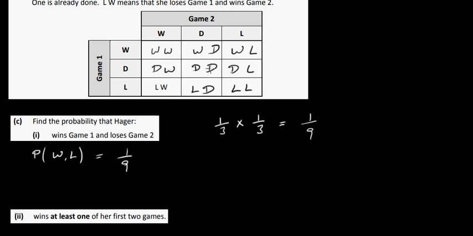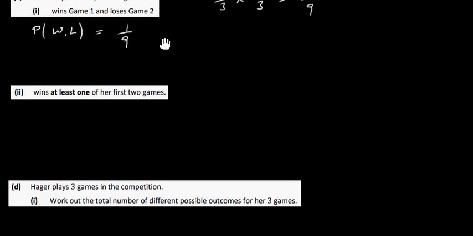Here she only draws both, so she doesn't win either of them. Here she doesn't win either. Here she doesn't win either. Here she doesn't win either. But here on the bottom left she does win 1. So there are 5 possibilities. This one, this one, this one. That's 3, 4, and then this one down here. So there are 5 possibilities out of 9.